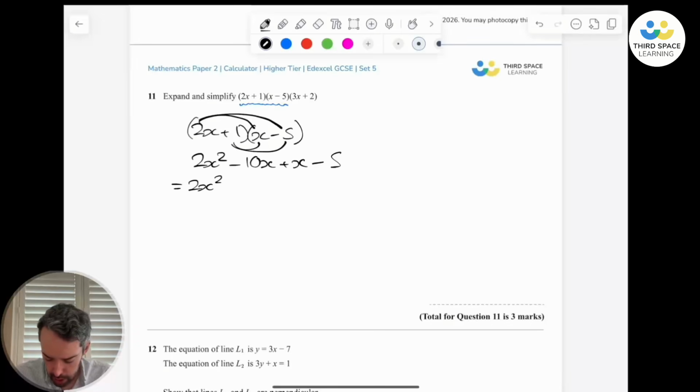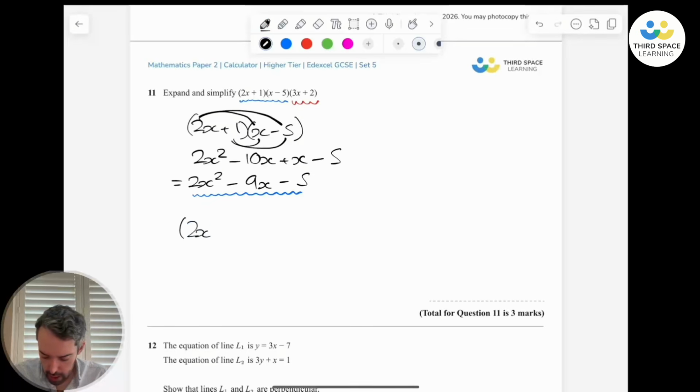And let's just quickly bring those together. Negative 10x plus x is negative 9x. Subtract 5. Take your time here. Don't mess up on the simplifying. Think about those number lines. So that is that bit. Next job, we need to multiply the blue bit by the final bracket. So let's write this out again. 2x squared minus 9x minus 5, bracket, 3x plus 2. So there's my blue part and there is my red part.